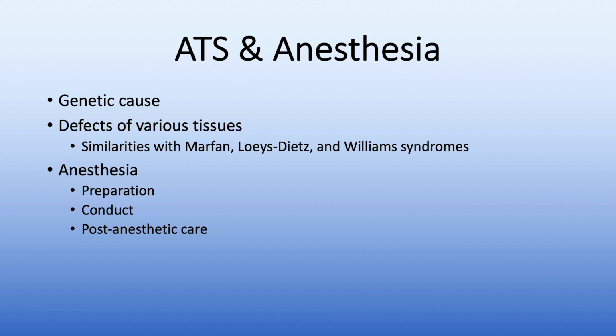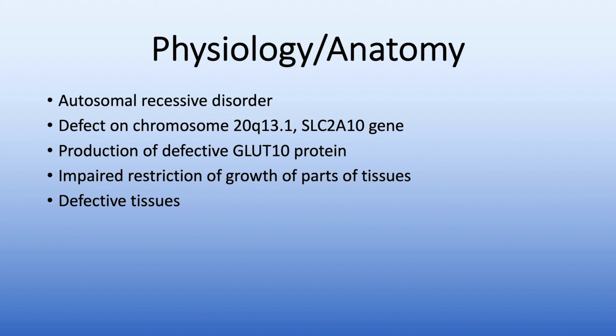I'll briefly mention the genetic causes of ATS, outline the tissue defects associated with ATS, and then discuss the anesthetic implications. As many of you already know, ATS occurs due to a gene defect causing a deficiency of the GLUT10 protein. As a result, some parts of tissues grow too much, as GLUT10 protein normally acts to restrict growth of some tissues to prevent overgrowth. Lack of growth restriction results in defective tissues that cause disease. Some of these defects are important considerations for anesthesiologists.